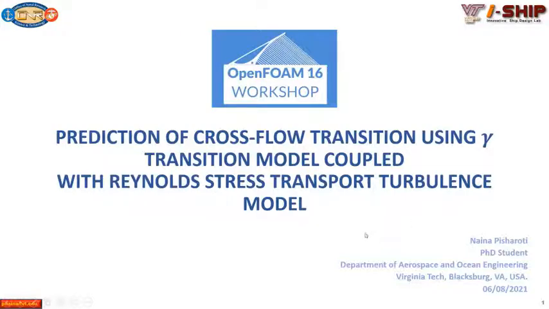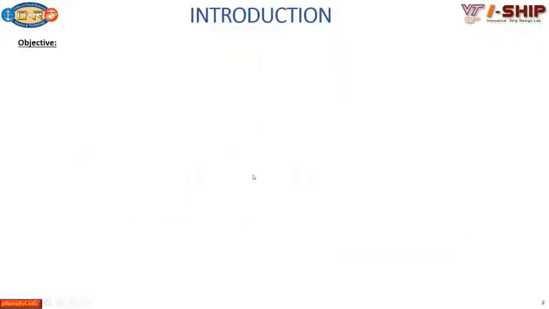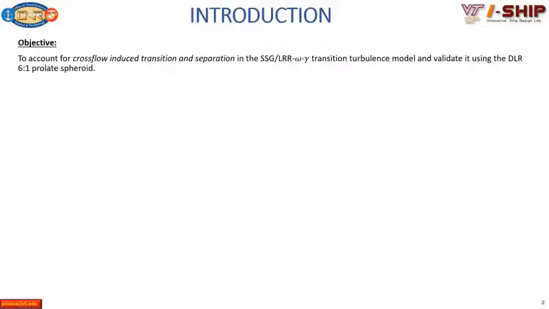So hello, everyone. I am Naina, a second year PhD student at Virginia Tech, and the topic of my paper is prediction of cross-flow transition using the gamma transition model coupled with the Reynolds stress transport turbulence model. To state my objective, the goal is to account for cross-flow induced transition and separation in the in-house built SSG/LRR-omega gamma transition model and validate it using the prolate spheroid.